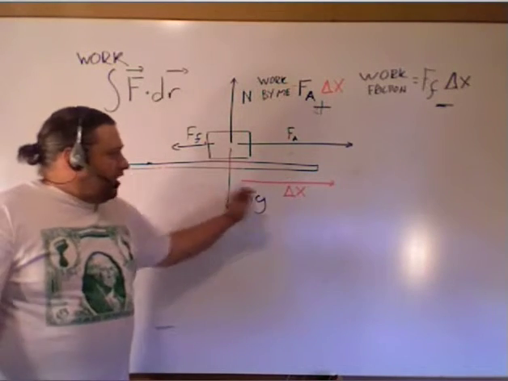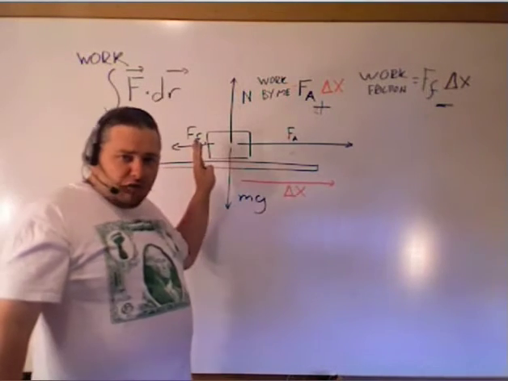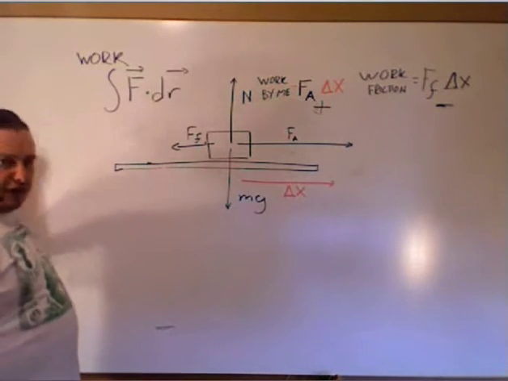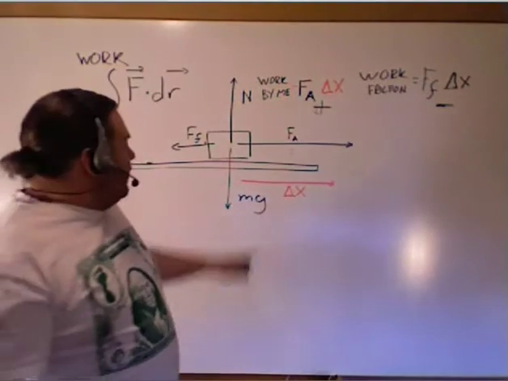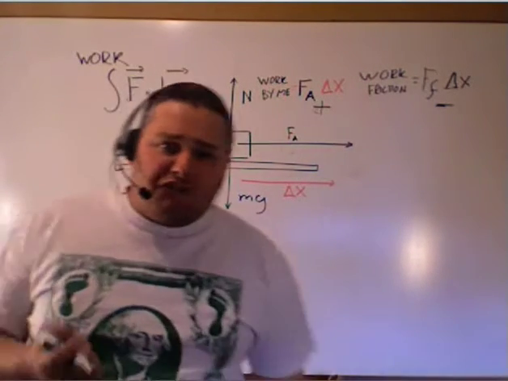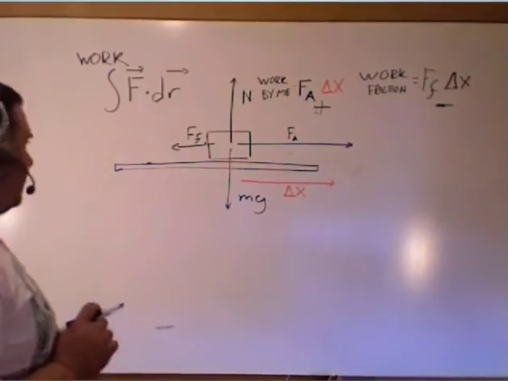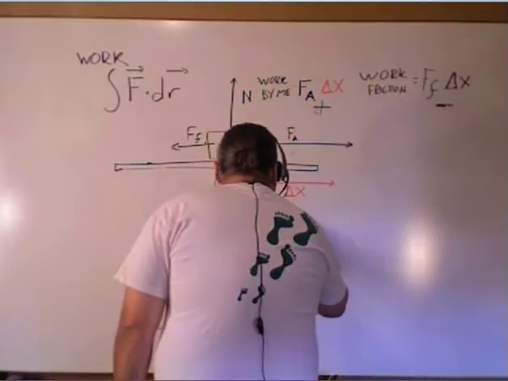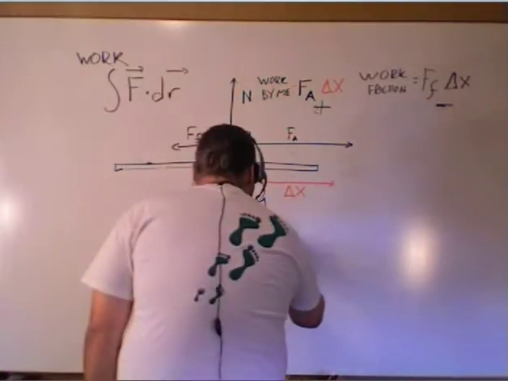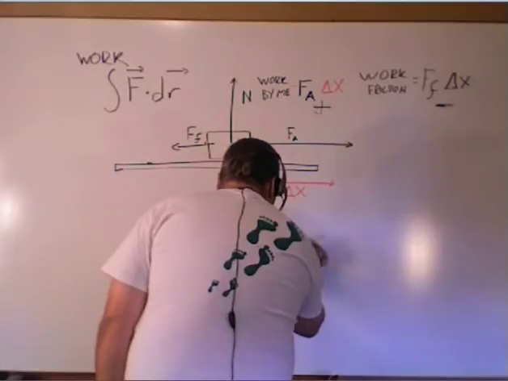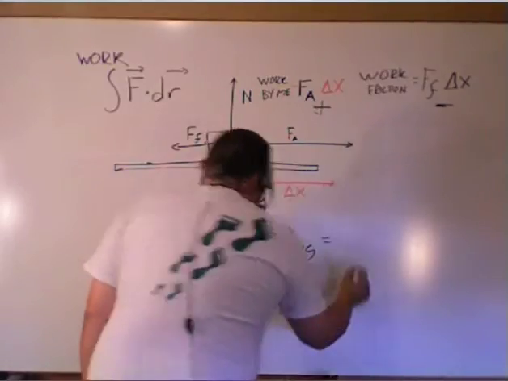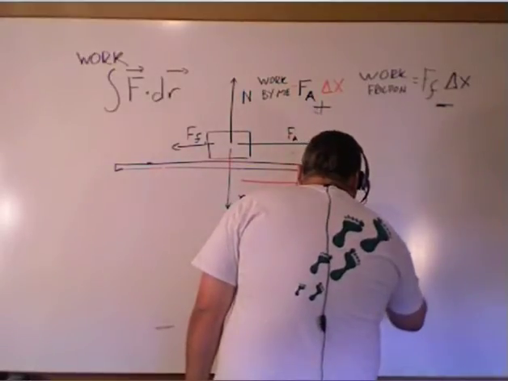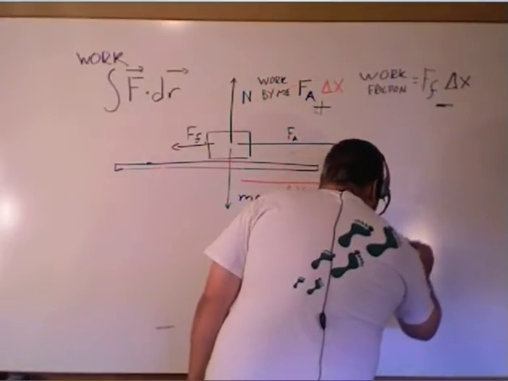This arrow is telling me that the object is moving in this direction. So all forces that are moving in this direction are doing positive work. That means also that all forces that are in this direction are doing negative work. Okay, so I got a positive and a negative. Now I also have two new forces in here: I have a normal force and I have the gravitational force. So if I were to talk about the work done by these, well, it's force times the change in position.